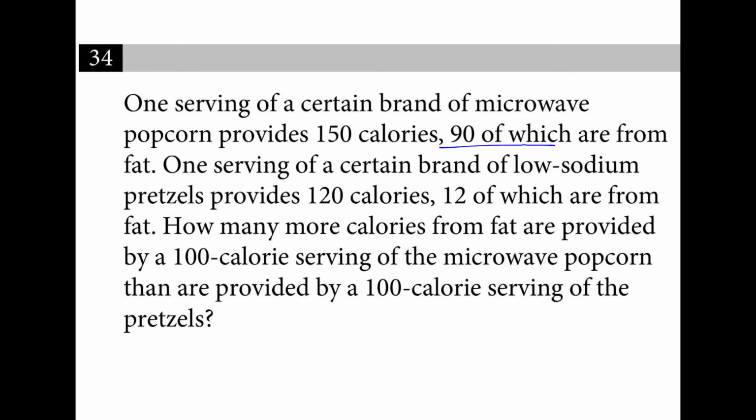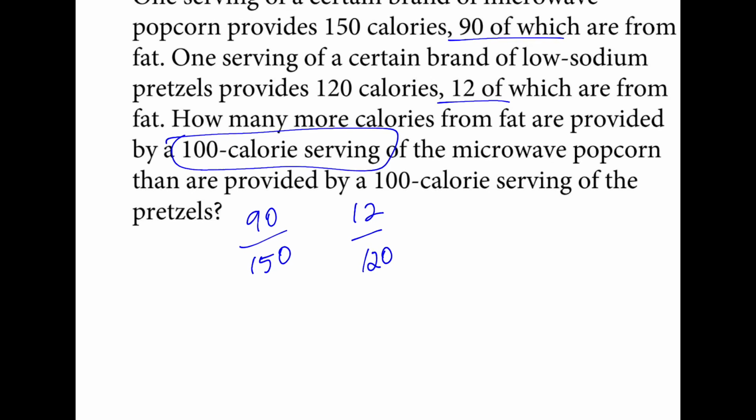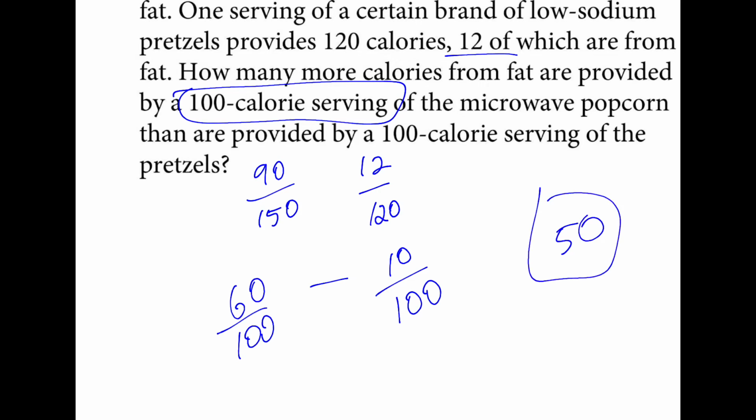So 90 calories from fat out of every 150 with this brand. And then with this other one, we see 12 out of 120. They want to know for a 100 calorie serving, how many more calories from fat are from the one than the other. So let's convert the denominators to 100. So you can literally just take 90 divided by 150 times 100, and you get 60 out of 100. 12 divided by 120, and multiply that by 100, and you get 10 out of 100. And the difference here, 60 minus 10, is 50.